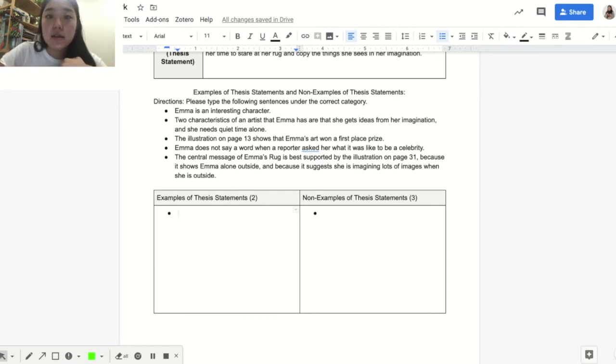The first sentence says, Emma is an interesting character. Think example, non-example. 2 characteristics of an artist that Emma has are that she gets ideas from her imagination and she needs quiet time alone. The third sentence is, the illustration on page 13 shows that Emma's art won a first-place prize. Fourth sentence, Emma does not say a word when a reporter asked her what it was like to be a celebrity. And then the fifth sentence says, the central message of Emma's Rug is best supported by the illustration on page 31. Because it shows Emma alone outside, and because it suggests she is imagining lots of images when she is outside.